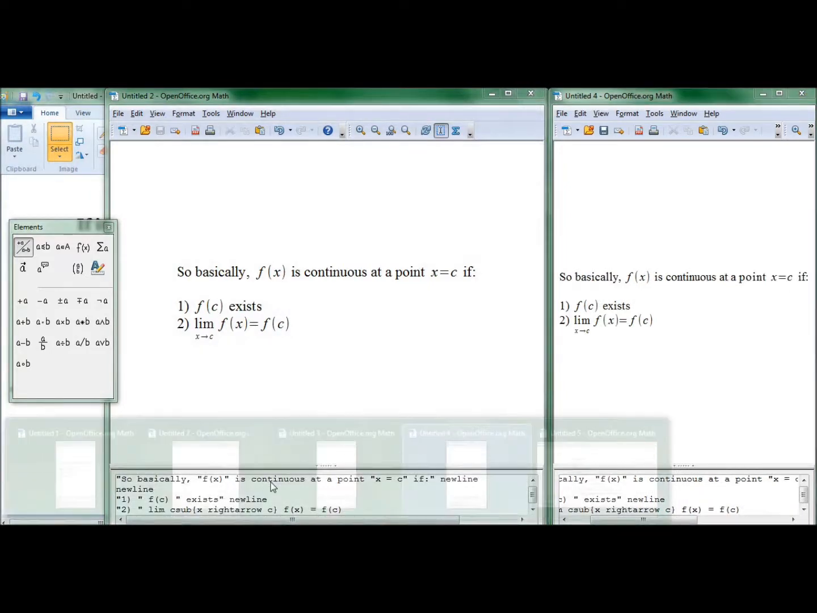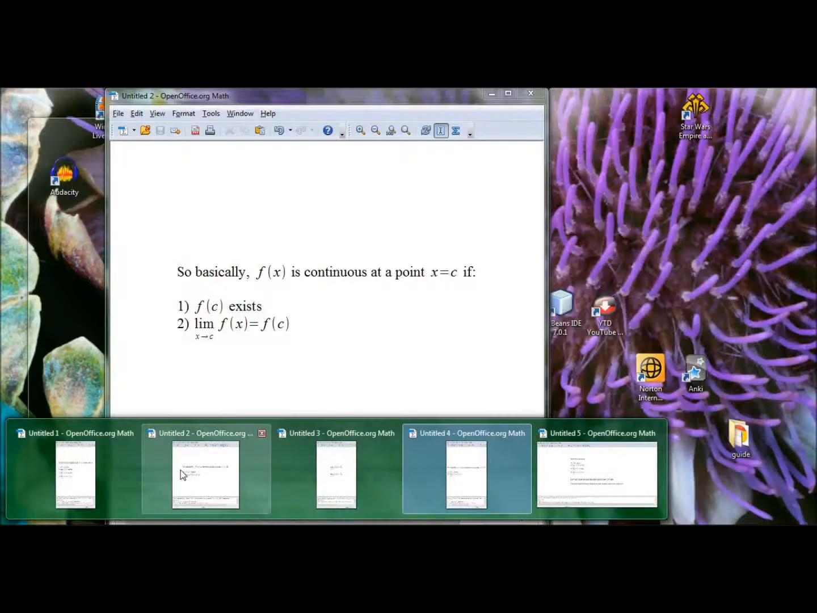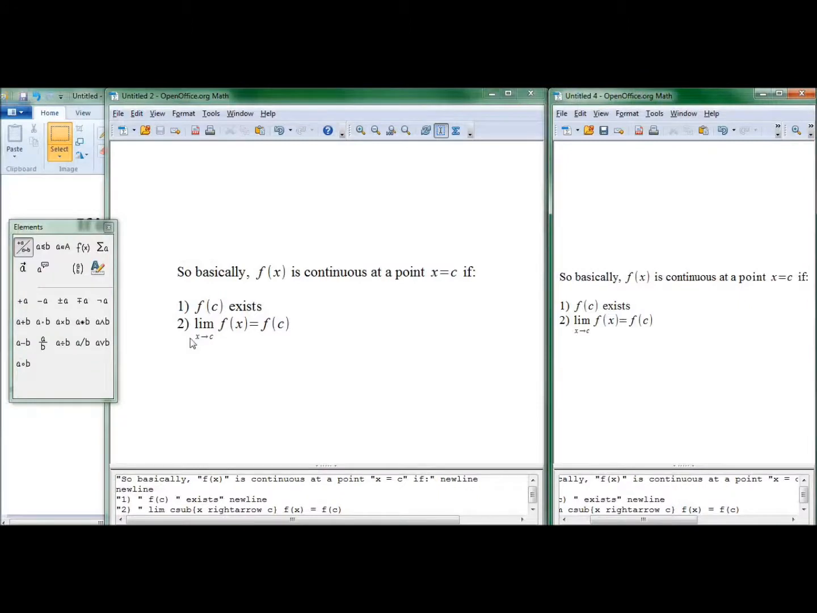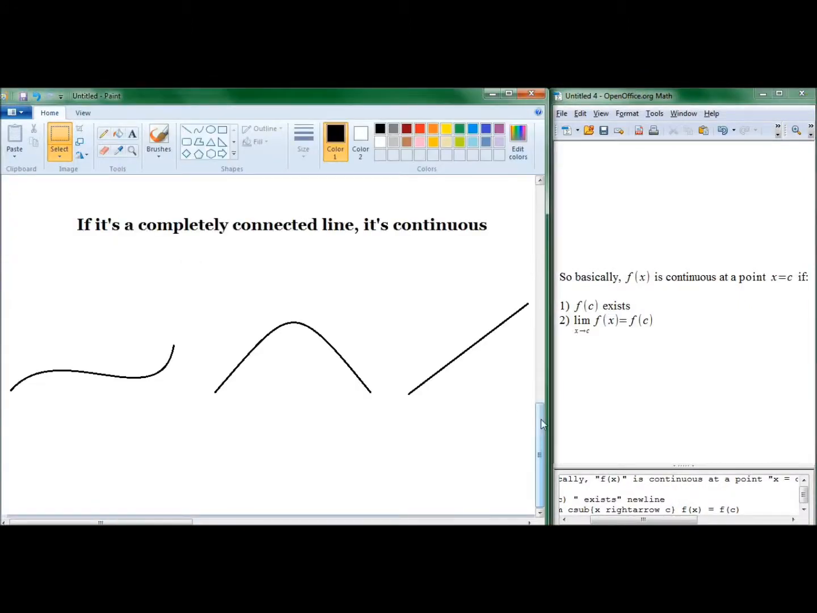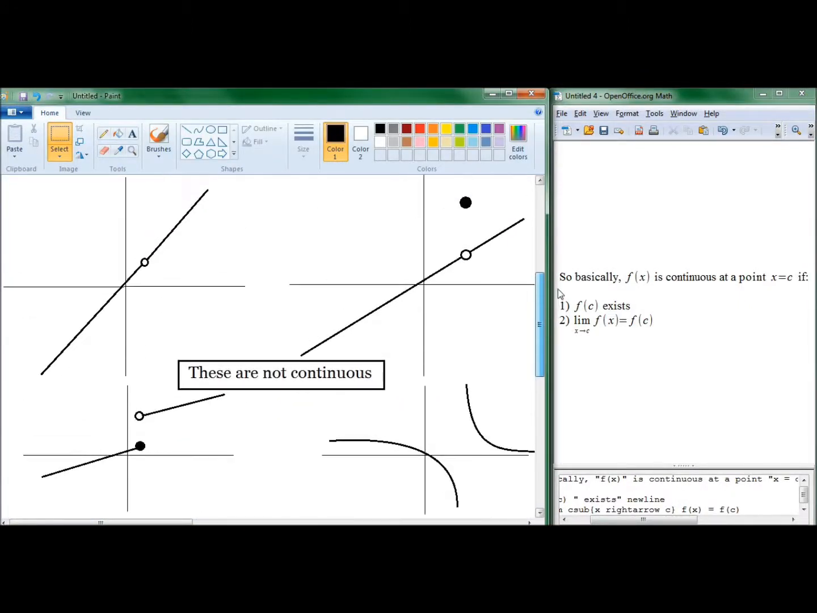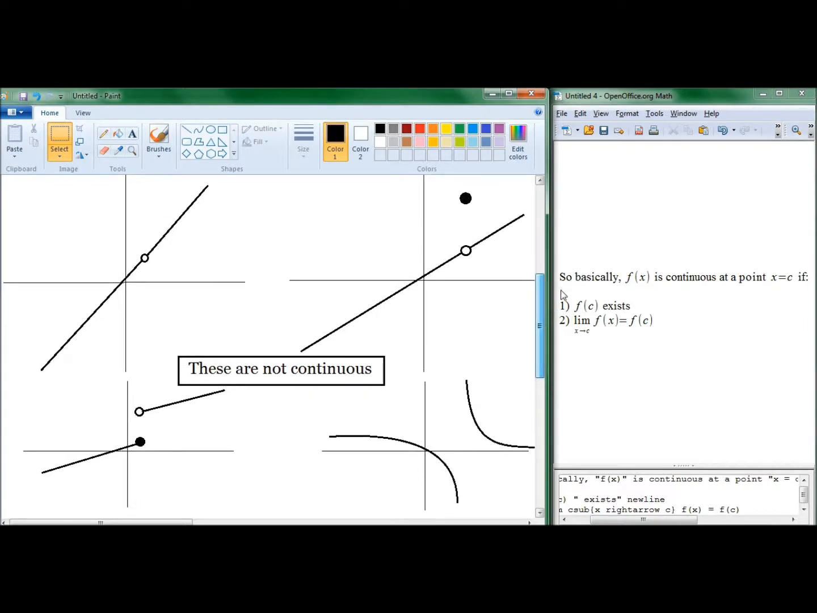If you guys don't. That doesn't seem to be it. 3, 1, 2. Okay. Our simpler rules. So, here are 4 examples of functions that are not continuous.